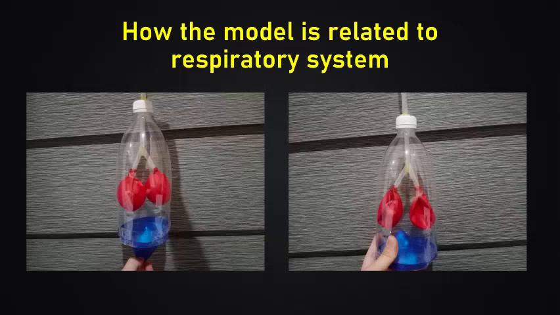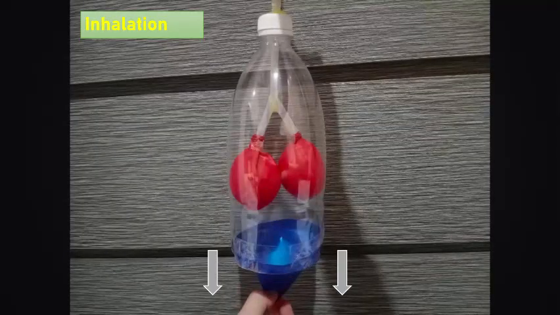Lastly, we will talk about how this model is related to our respiratory system. Just now we showed that pulling down the big balloon that represents the diaphragm will cause the two small balloons to inflate. This is related to the process of inhalation in our respiratory system. When the diaphragm goes down, it makes the chest cavity larger.